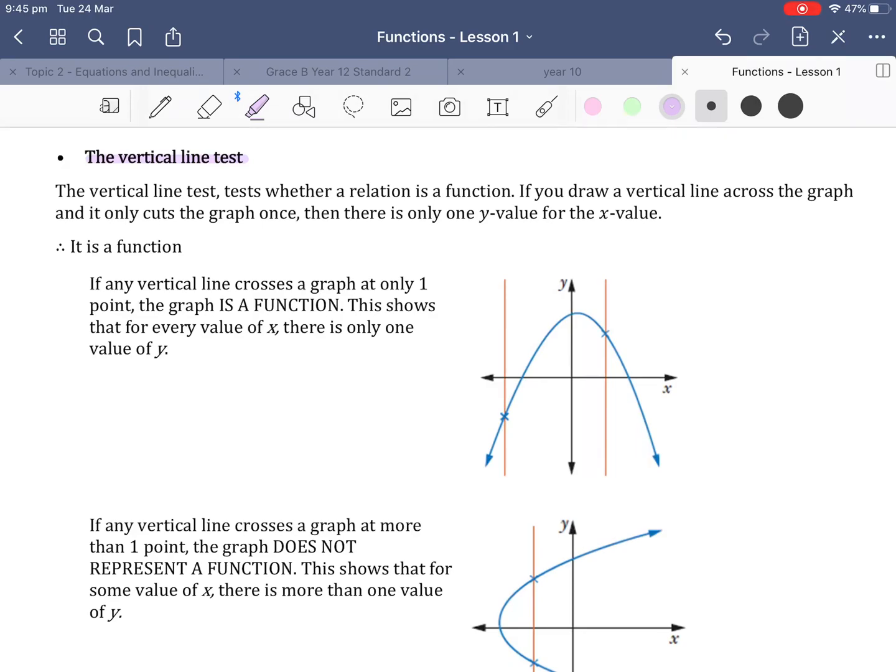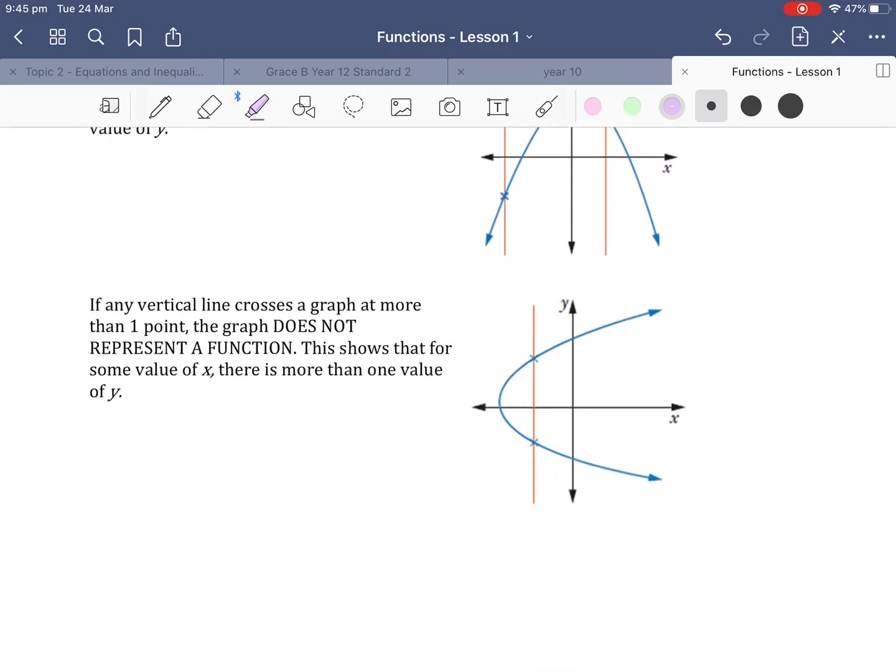It's like when we do our table of values, if we have more than one x value repeated, then it's not a function. So if any vertical line crosses a graph at only one point, it is a function. This shows that for every value of x, there is only one value of y. Here we've drawn 2 lines just to show that no matter where you draw your vertical line on the graph in our first picture, it's only ever going to cut once. So it means it is a function.